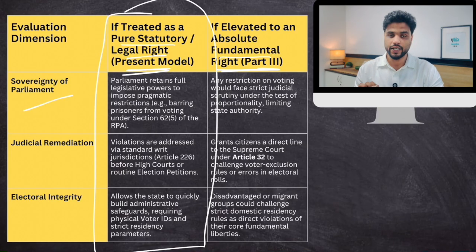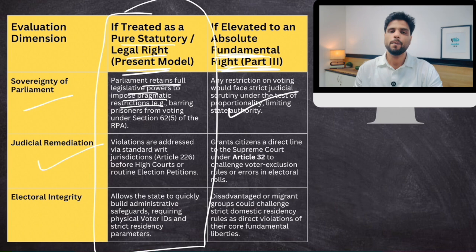So, sovereignty of Parliament. Currently, Parliament retains full legislative power to impose restrictions on your voting rights because it's a legal right, so Parliament can amend it anytime. But if it becomes a fundamental right, then Parliament cannot restrict your right to vote or make changes to that without being challenged in the Supreme Court. So this is there. If somehow Parliament violates your right to vote, well, you can't go anywhere today.